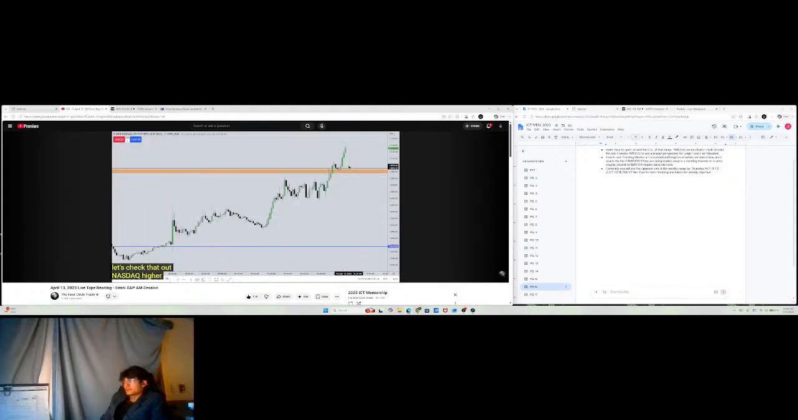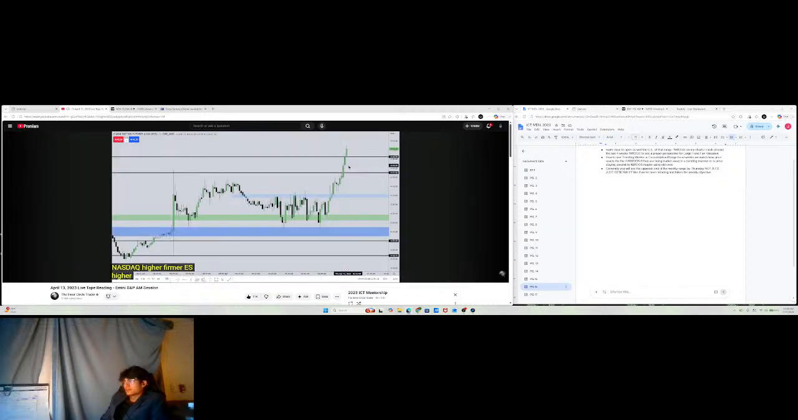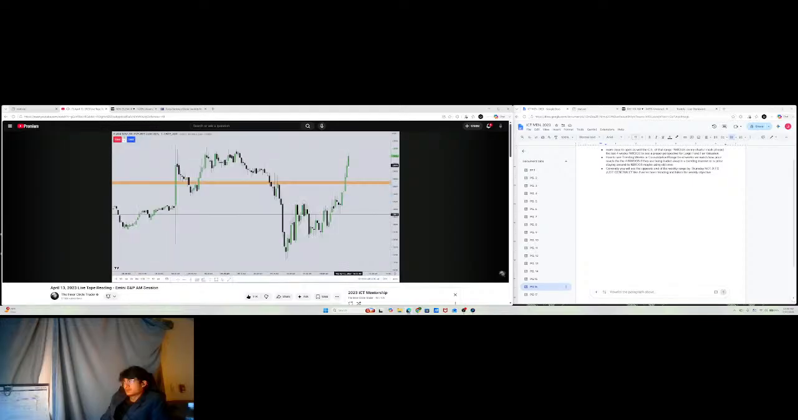NASDAQ, higher, firmer. ES, higher. And Dow. Okay, so trading at 33,879, well, let's call it 880. From 880 to the buy side in here, it's 11 points or so. It's not a lot, but that's a high frequency scalp.